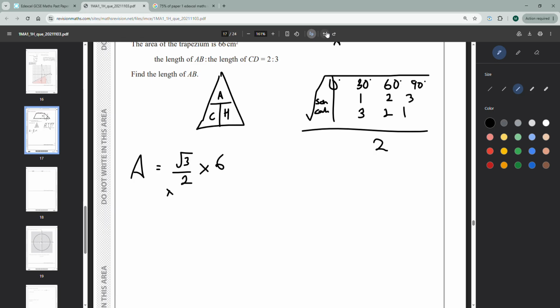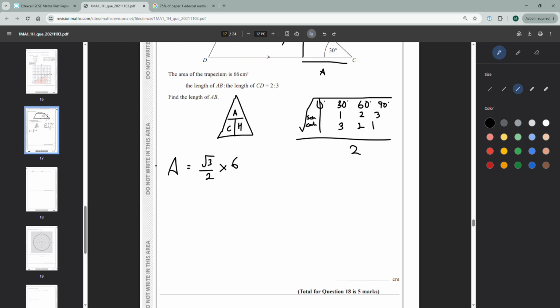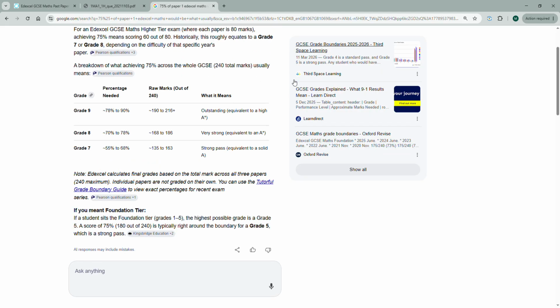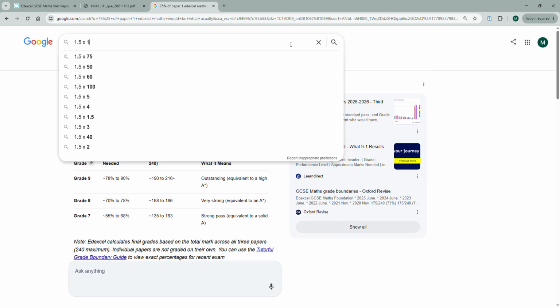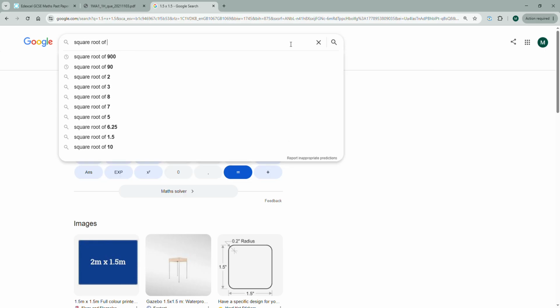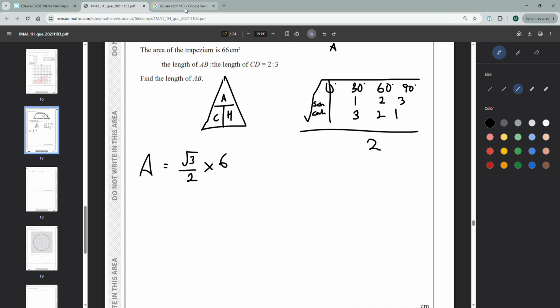No, that just doesn't make sense. I want to know. I'm stuck now. I want to know how to progress after doing this. Okay, what's the square root of 3? Is it 1.5 times 1.5? No, I'm googling it. I don't care. 1.5 times 1.5, that's that. Okay, square root of 3. What is it? Alright, something crazy.